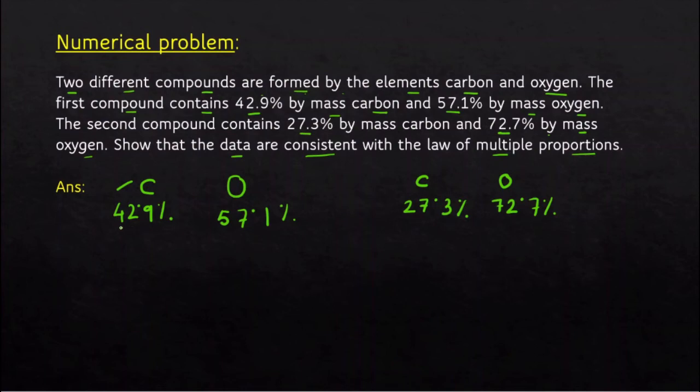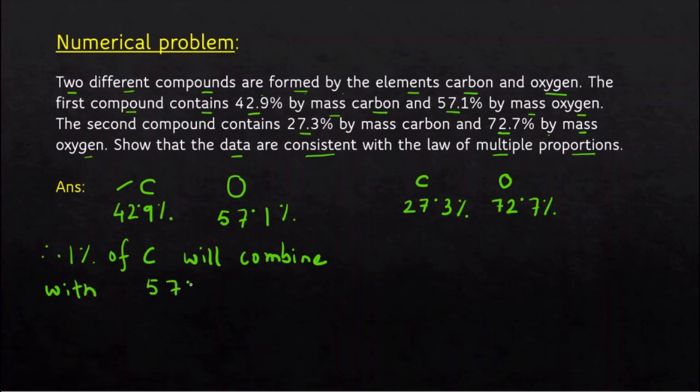So here 42.9% carbon is combining with 57.1% of oxygen. Therefore, 1% of carbon will combine with 57.1 divided by 42.9% of oxygen. And if we calculate, this is approximately going to be 1.33.